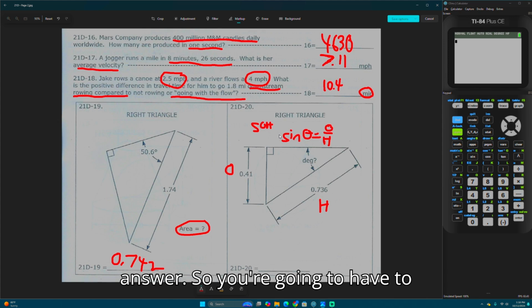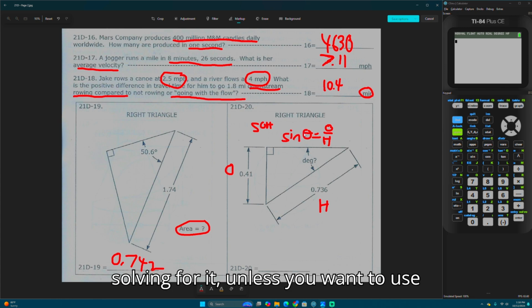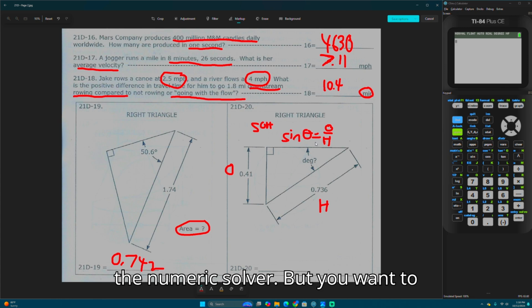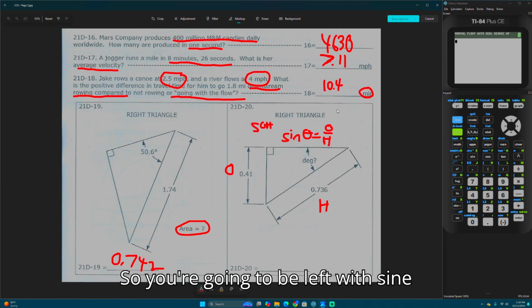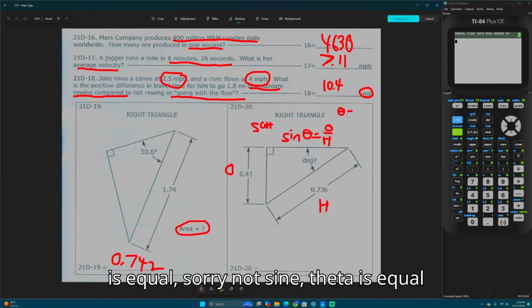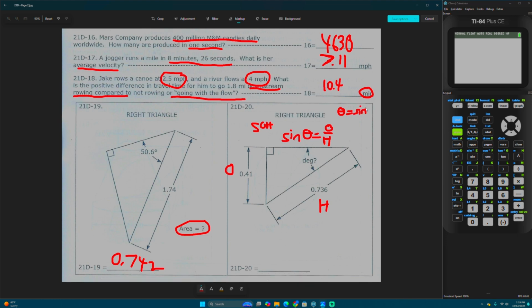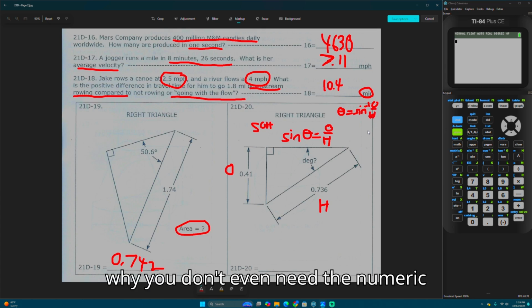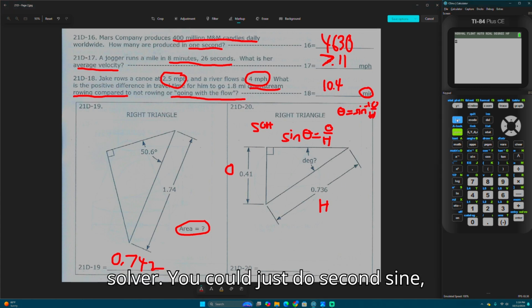So you're going to have to isolate theta, because you're solving for it, unless you want to use the numeric solver. But you want to isolate theta, which is why you're going to take the inverse sine of both sides. So you're going to be left with theta is equal to the inverse sine of opposite over h. That's why you don't even need the numeric solver. You could just do second sine.